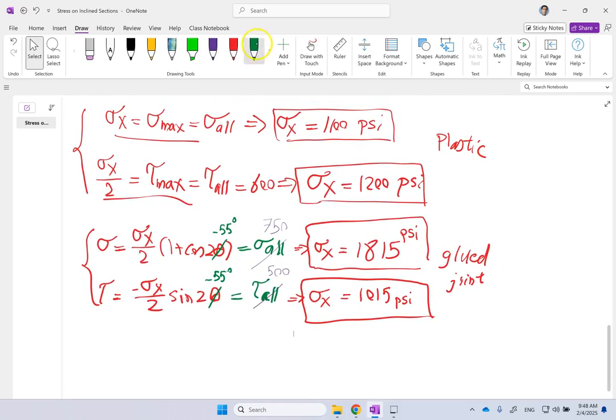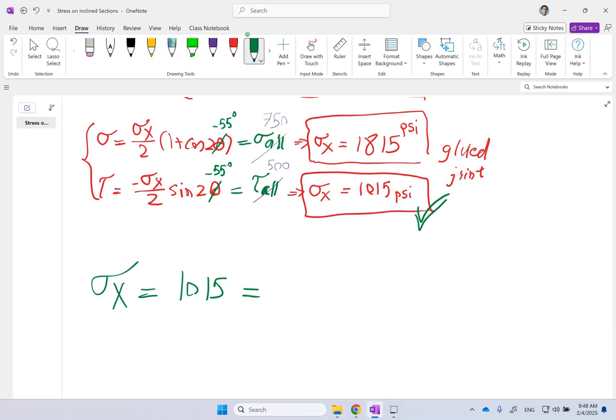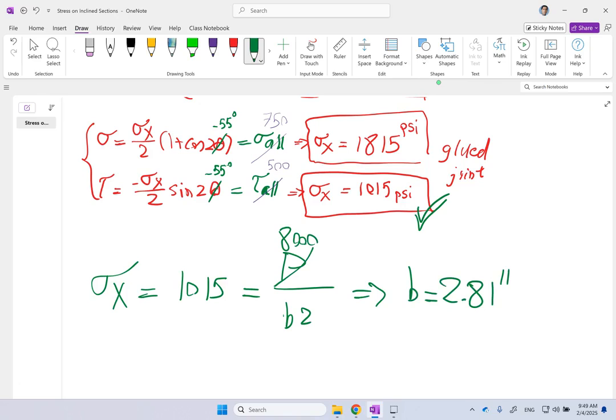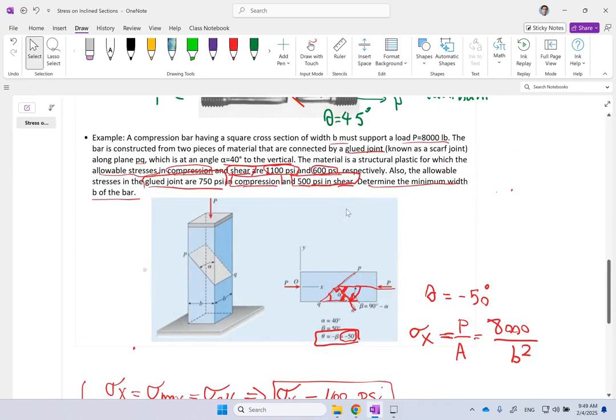Which one do I pick? As I told you, always the lowest one, which is this guy. That is the number you pick. So now you say sigma x, which at most could be 1050, so everything is safe, whether the glue joint or the plastic, under shear or under normal. This is equal to P, which was 8,000, divided by B squared. So from here, you can easily get B by taking the square root, and you're going to get 2.81 inches. So at least you need 2.81 inches for this system to not fail.